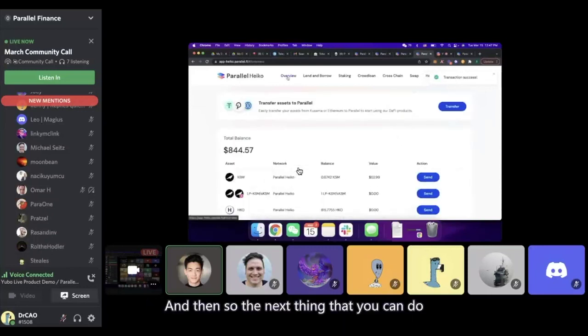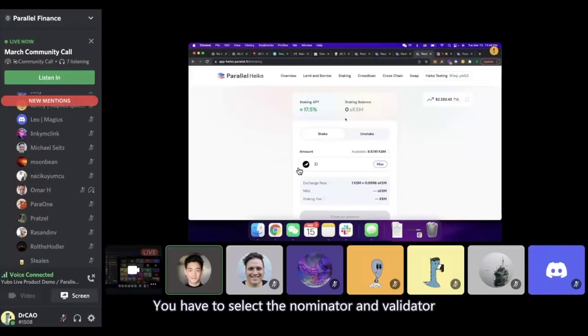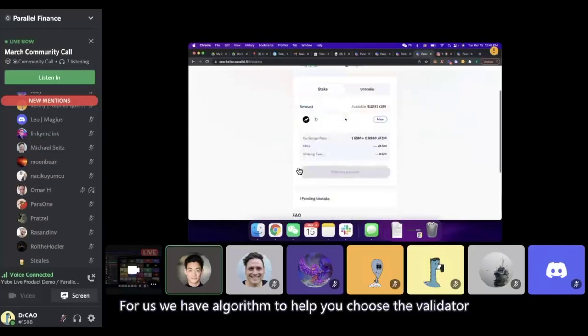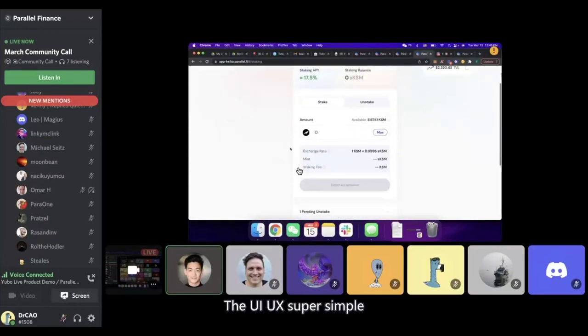The next thing that you can do on our platform is liquid staking. This is a very promising application that we've been building for a while. Everyone knows how complicated it is to stake anything on Polkadot. You have to nominate a validator, and you have to actively manage it in order to maximize the return. For us, we have an algorithm to help you choose the validator, and we also make the UI UX super simple.